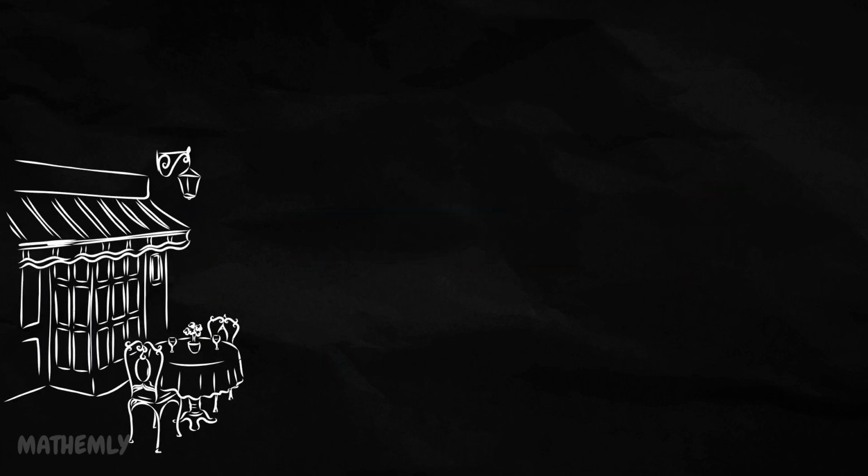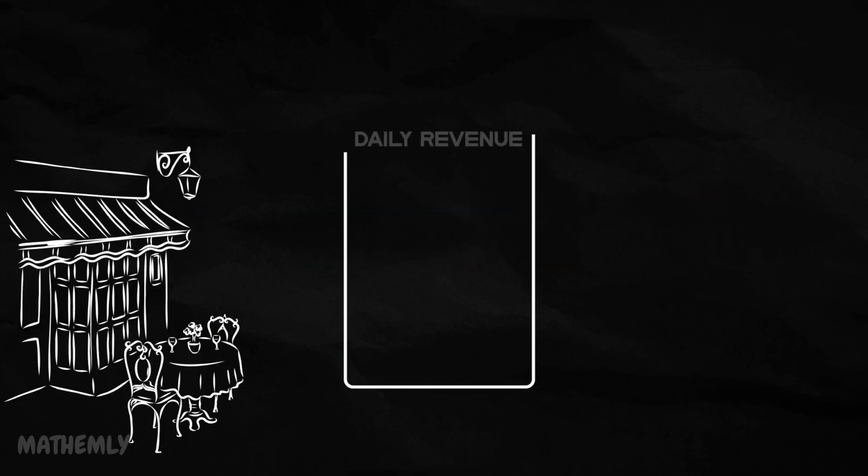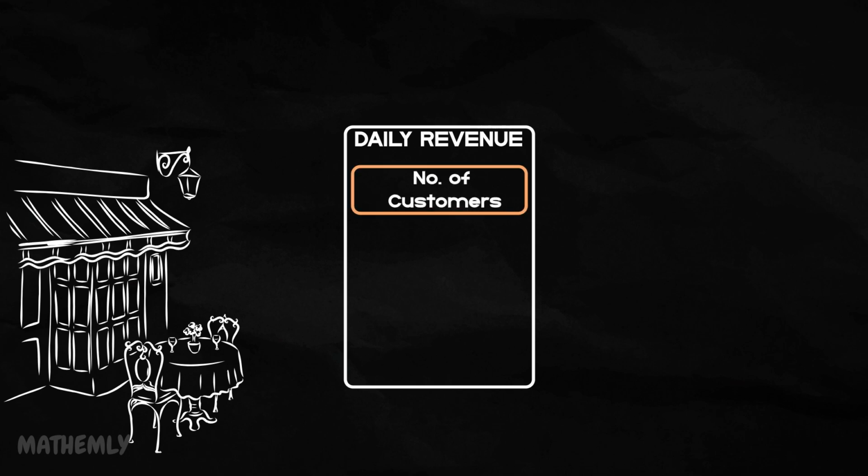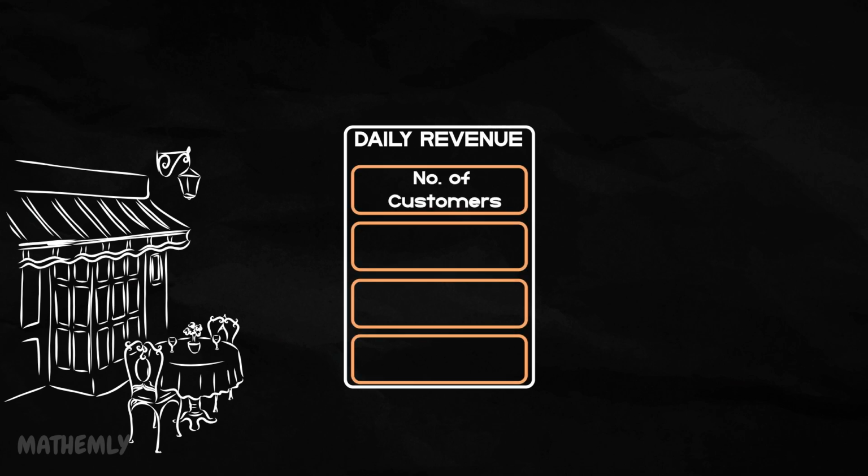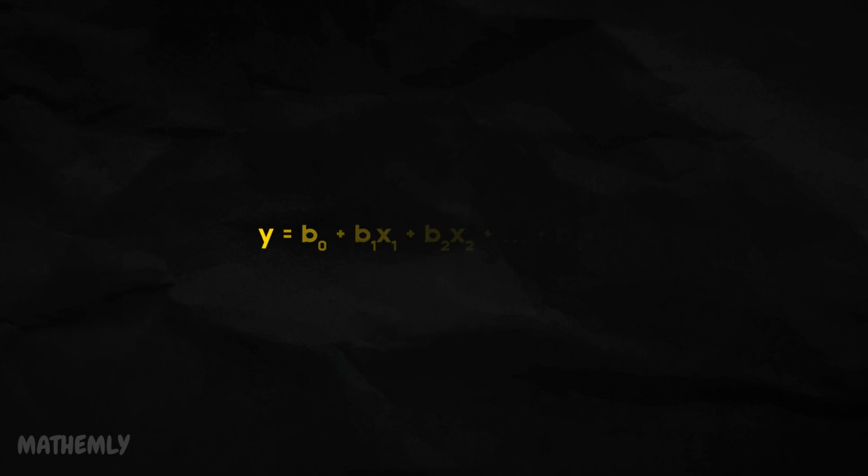Imagine you're running a cafe and want to predict daily revenue. But this time, instead of relying on just the number of customers, you consider additional factors such as the time of year, weather conditions, and seasonal trends. Multiple linear regression helps you establish a mathematical relationship between these variables using the following formula. Y = b0 + b1x1 + b2x2 all the way to bn xn.